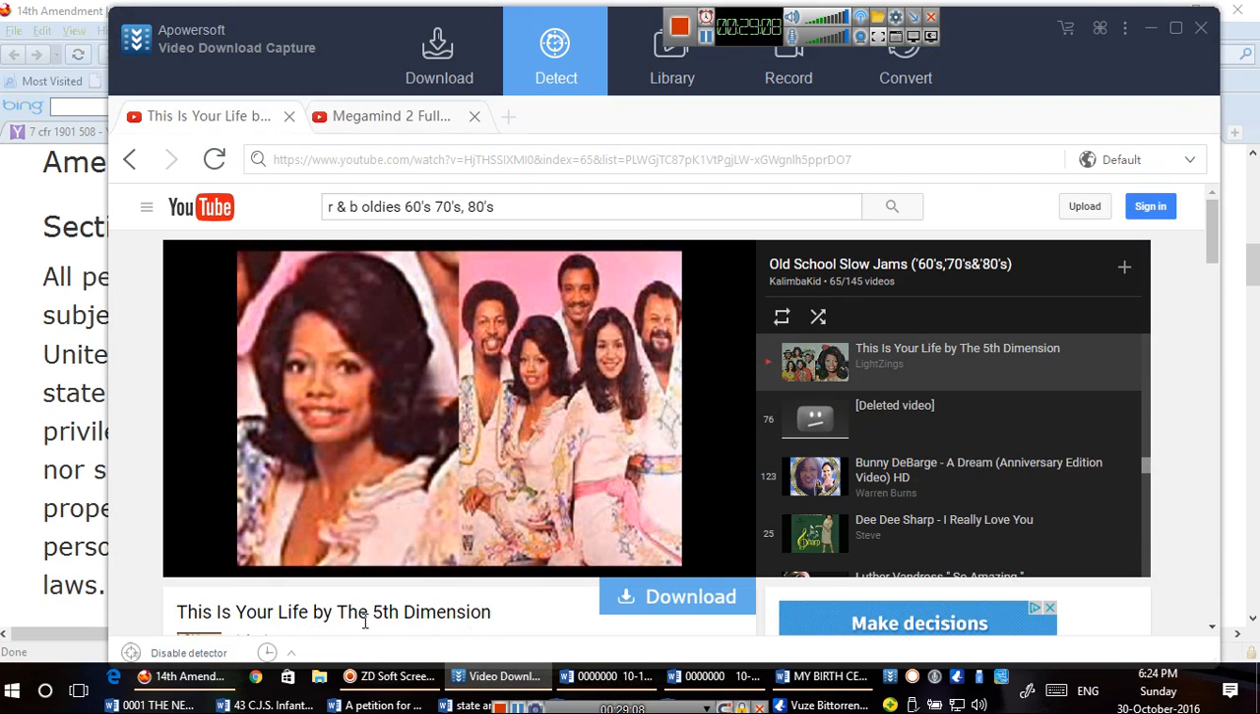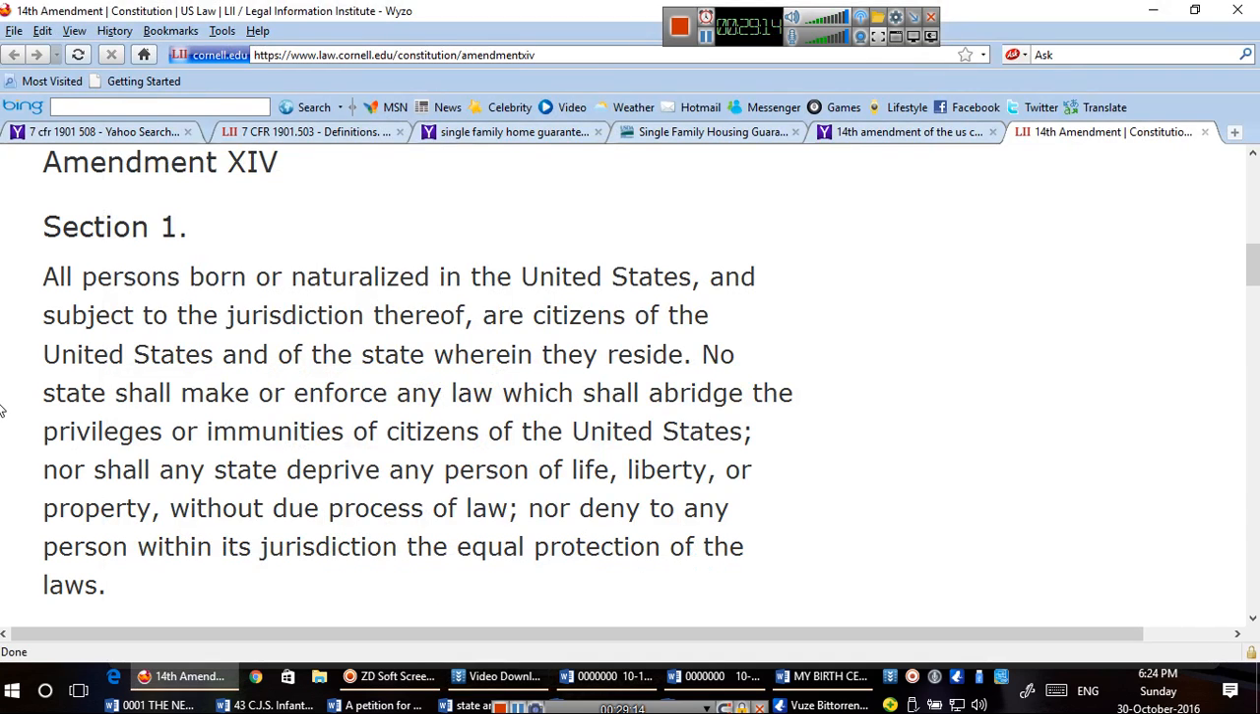This is your life by the 5th dimension. There are 5 dimensions, ladies and gentlemen. No, there are 8 dimensions. According to them, there's only 5, so shut it up. Shut it up. Anyway. Not you, the 5th dimension. You can keep talking. Alright.